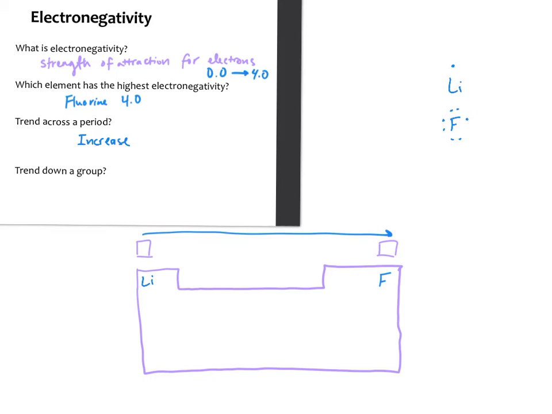Now, as you go down the group, let's compare fluorine to bromine. There's chlorine and bromine over here. Let's compare it to iodine. Iodine, like fluorine, also has 7 valence electrons. However, you're also moving away from fluorine. So as you move down the group, going away from fluorine, you decrease in electronegativity.